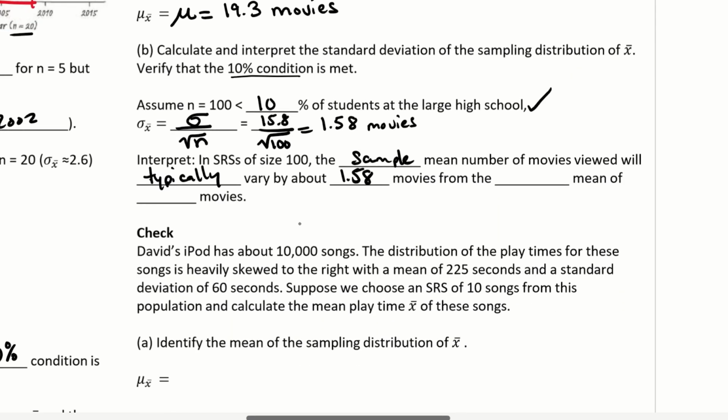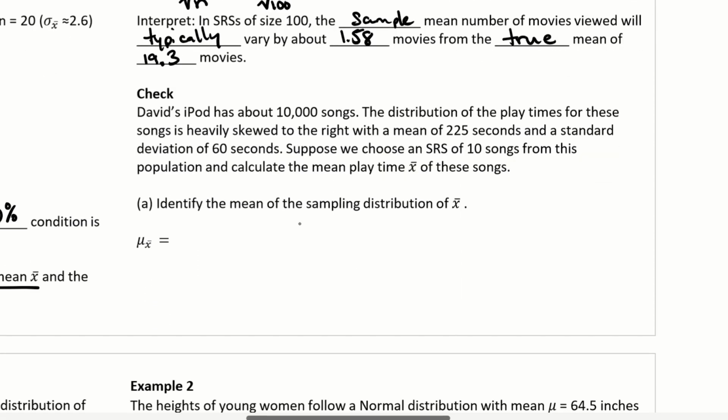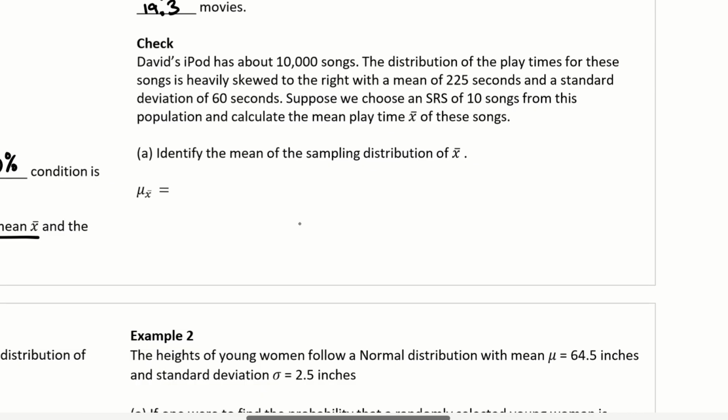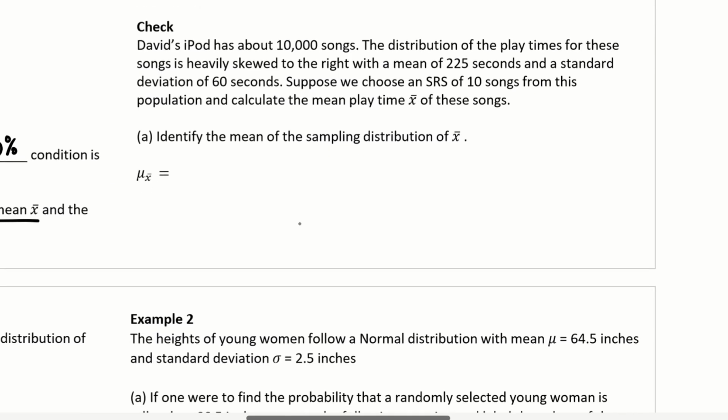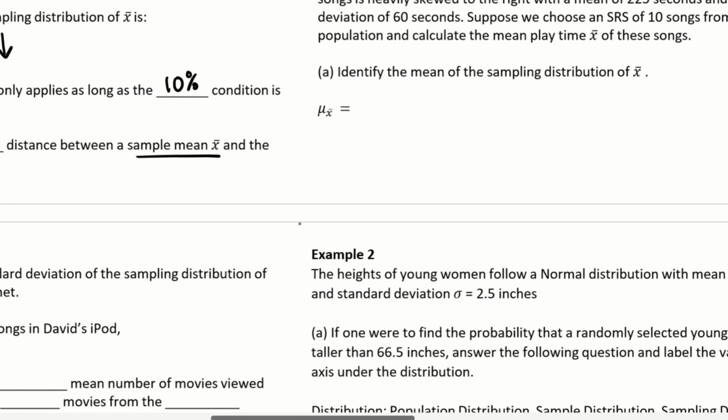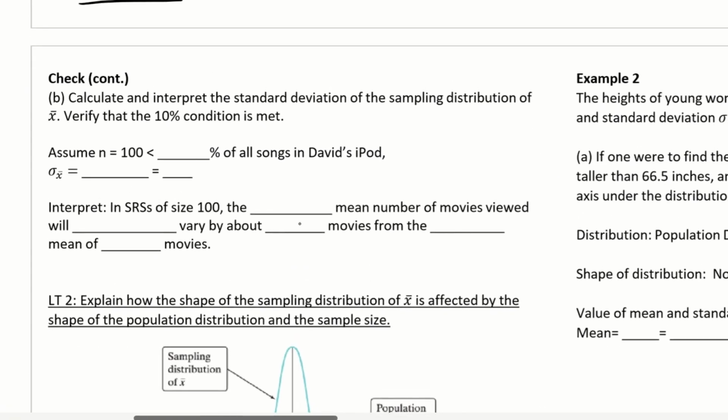From the true mean. The true mean is the mu of 19.3 movies. All right, pause the video and see if you can do part A. All right, I'm going to go ahead and pause the video, see if you can do part B.